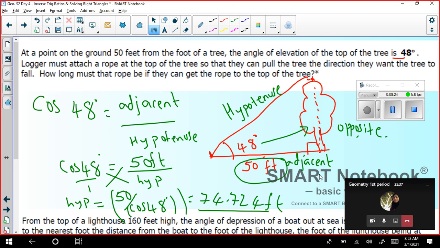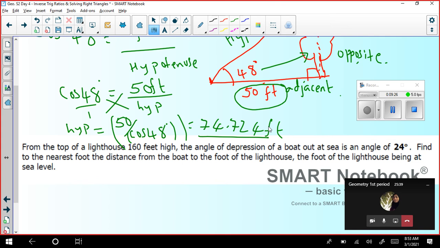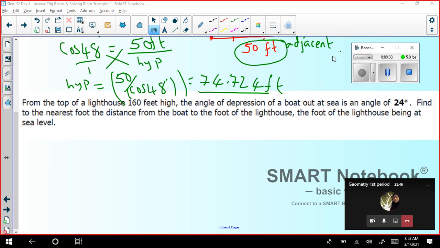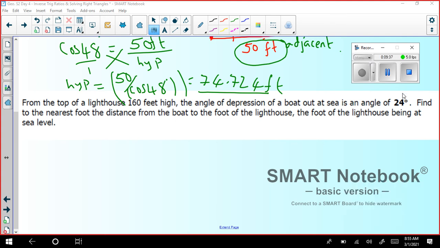Let's do one more problem. I want you all to try this particular word problem. I'll help you in exactly a minute or so. So get started with this particular problem. Let's go over the solution for this particular problem.